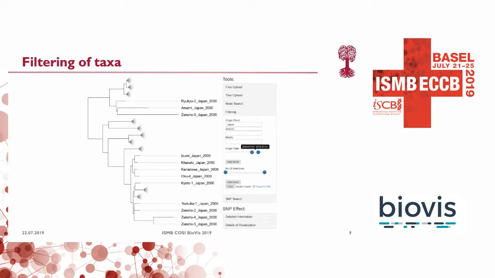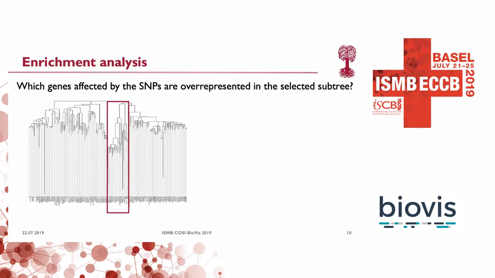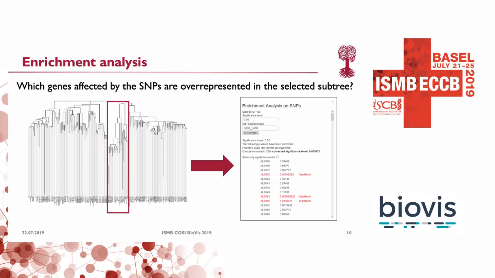And finally, I would like to present the enrichment analysis. As I've already mentioned, if we're interested in knowing if within one specific subtree of our tree we have enriched characteristics, as in this case genes that are affected by our SNPs, Evidente allows the user to run an enrichment analysis based on Fisher's exact test, and it's going to return such a list from all the features, all the characteristics with a corresponding p-value.